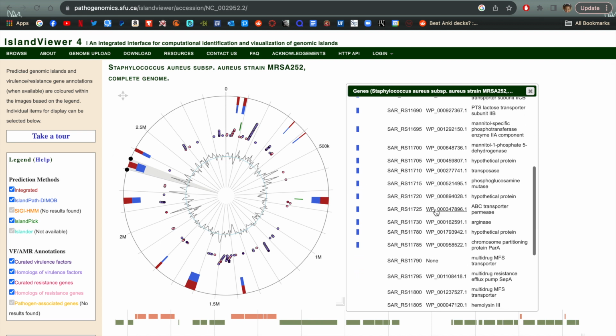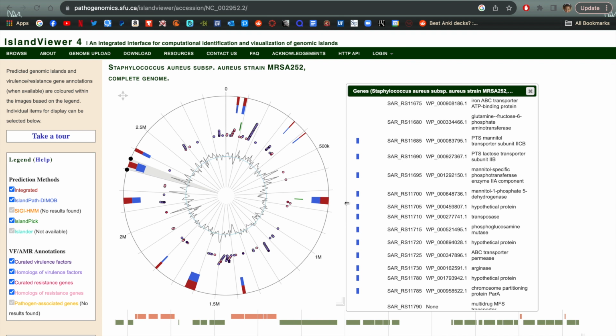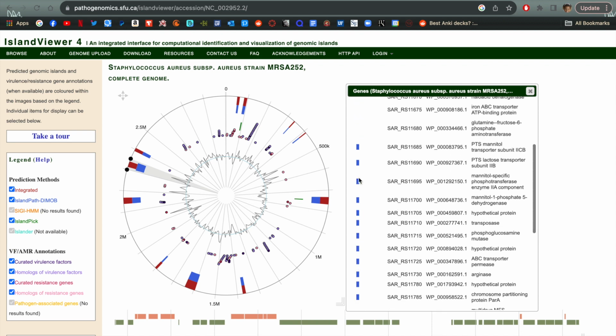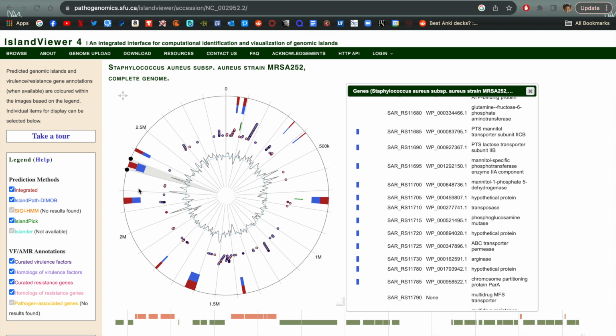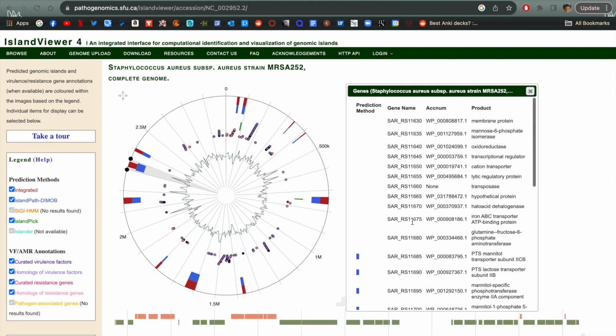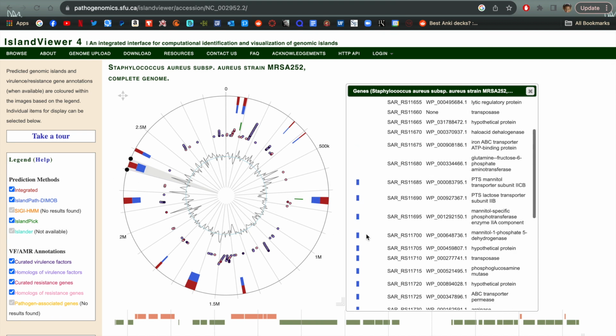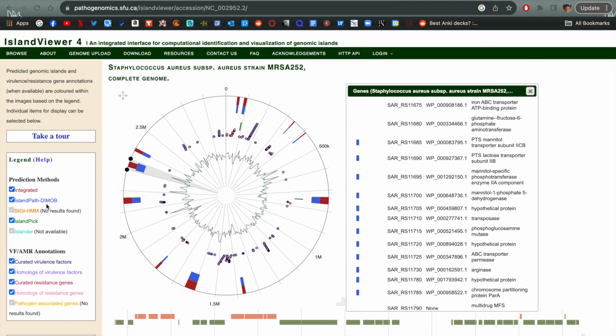And one thing that's important is genomic islands don't exactly mean pathogenicity islands. Genomic islands are basically what allows the bacteria or pathogen to exist under certain environmental conditions. So it doesn't exactly mean what makes the bacteria pathogenic. But here in this table, you can look at all of the genes in this little slice, and the ones marked in blue are what IslandPath-DIMOB has marked as a genomic island.